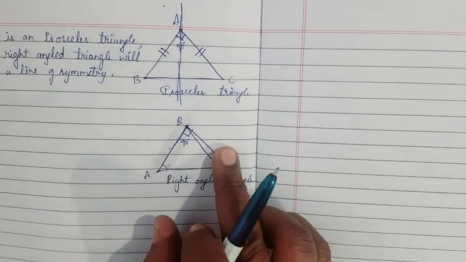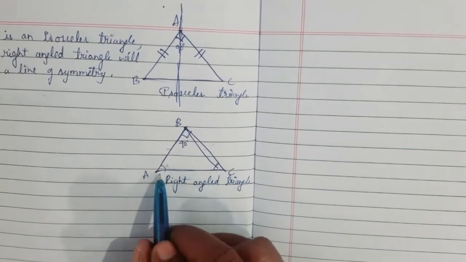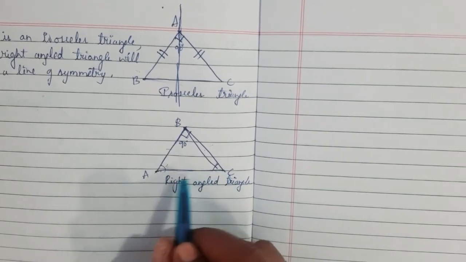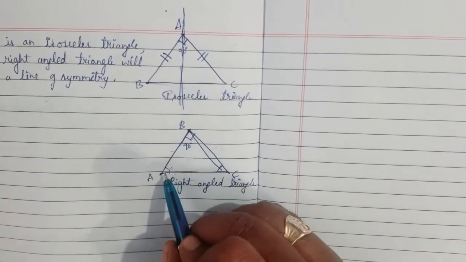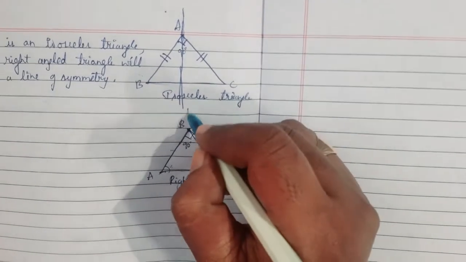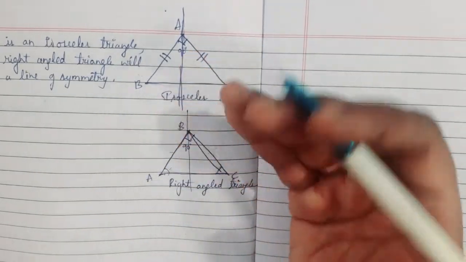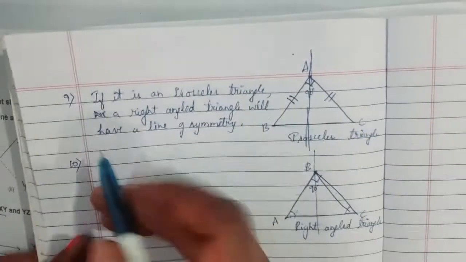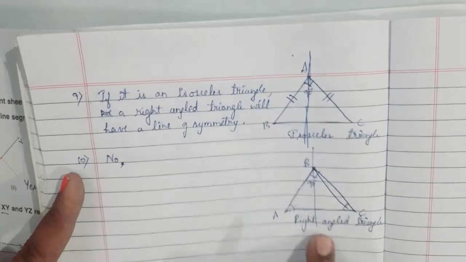Or if it is not an isosceles triangle, at least the sum of the two angles will be 90 degrees. Both angle A and angle C, if you add, you should get 90 degrees. By the angle sum property we can find it. So this will be less than 90 and this will be less than 90. In such a case, we get only one line of symmetry. If we fold about angle C and angle A, we don't get the line of symmetry, children. So there is no chance to get more than one line of symmetry in a right angled triangle.